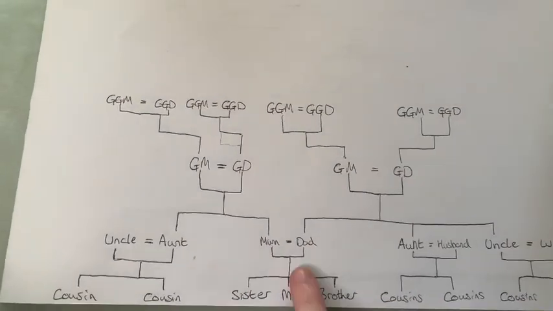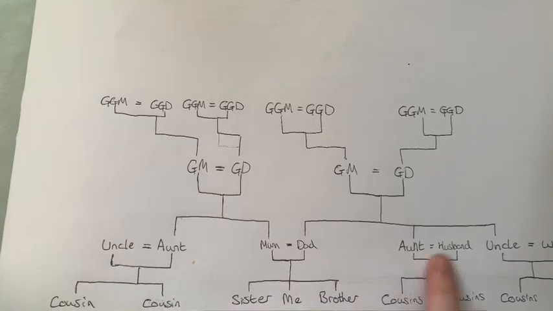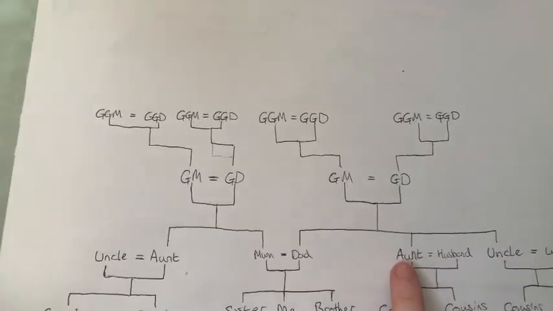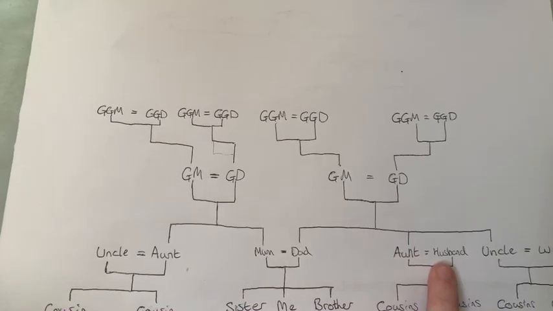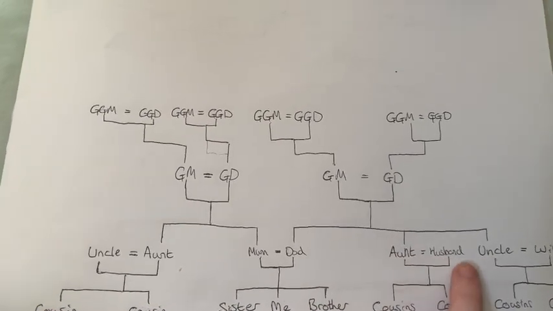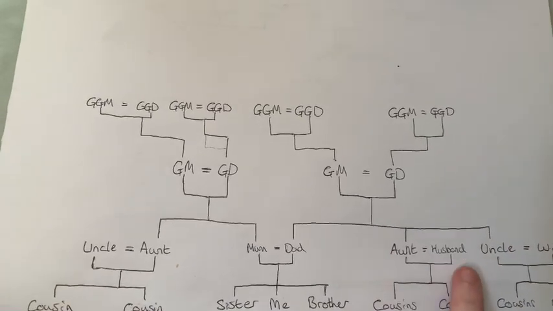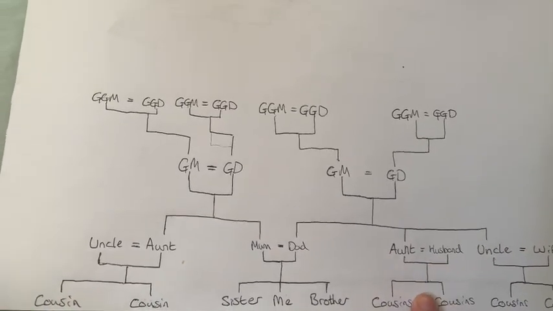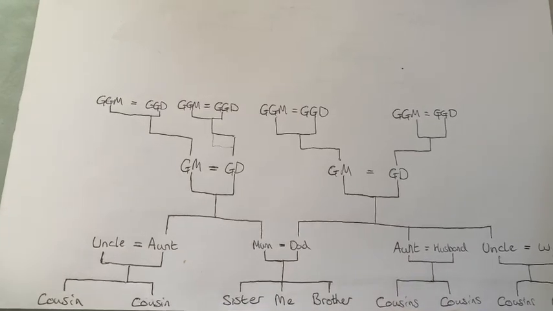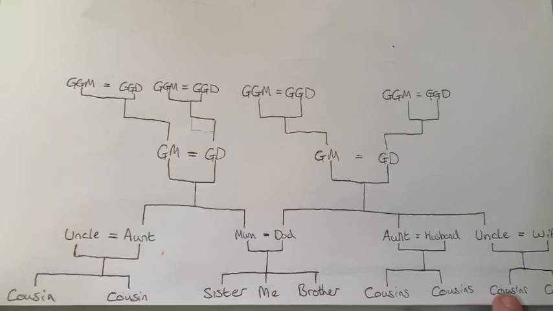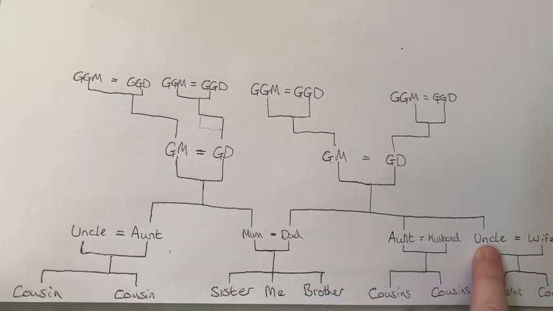On my dad's side of the family, I have said that he has one sister and one brother, who would be my aunt and my uncle. So I've then said that my auntie is married and that my uncle is married. And then I've shown by drawing lines down from them and connecting them to then draw another line down to spread out to show that I have two cousins from this aunt and I have two cousins from this uncle.